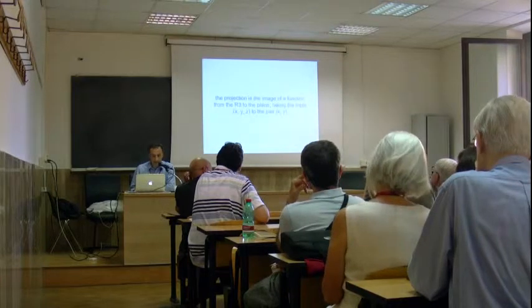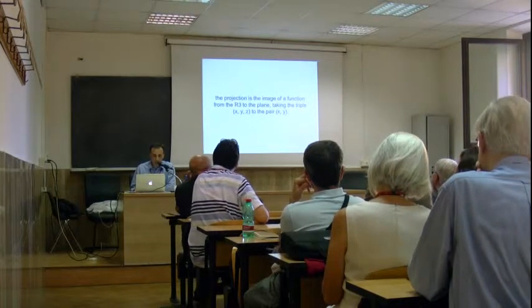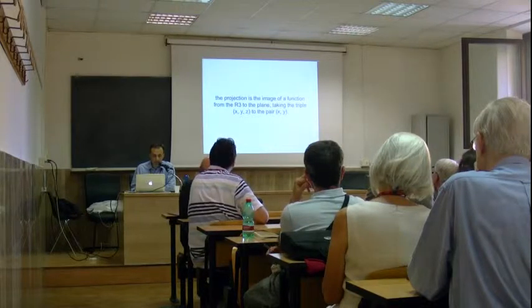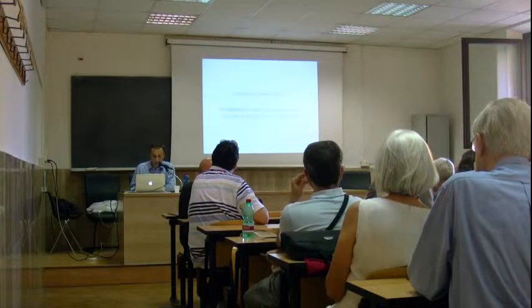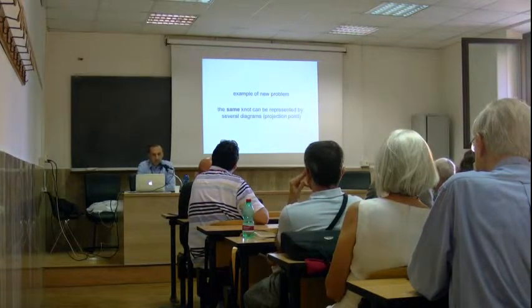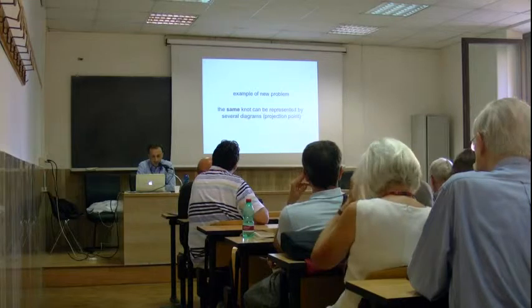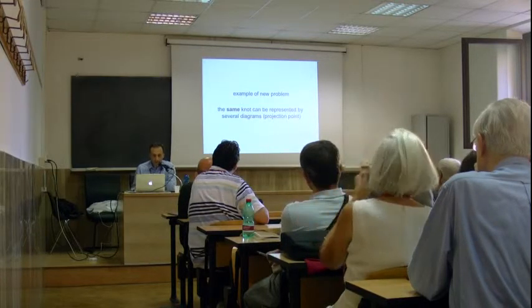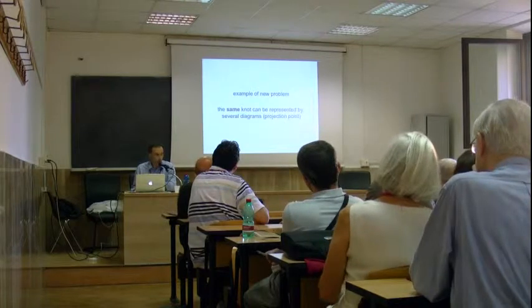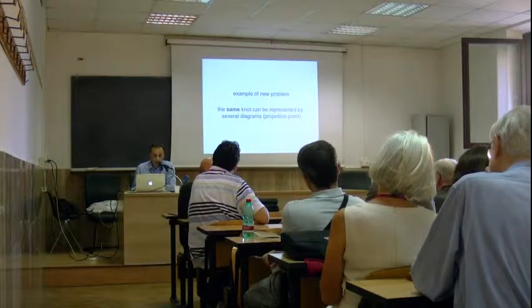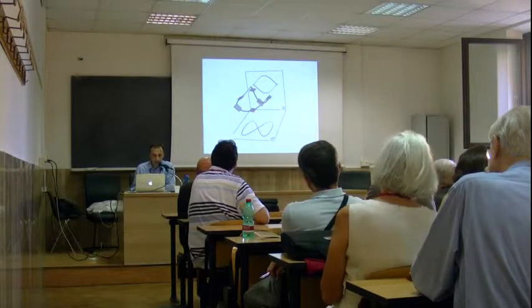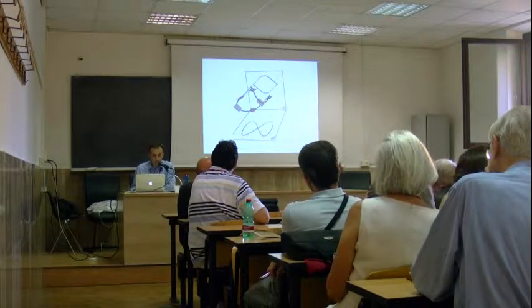More formally, the projection is the image of a function from R3 to the plane, taking the triple x, y, z to the value x, y. And the use of this representation allows us to employ tools and techniques and conceptualization for two-dimensional objects for knots, but also raises new problems. An example of a new problem is that the same knot can be represented by several diagrams. It depends on the projection point. Here you have an example. These are two diagrams that are the projection of the same knot.